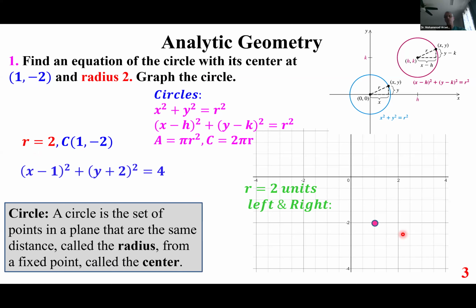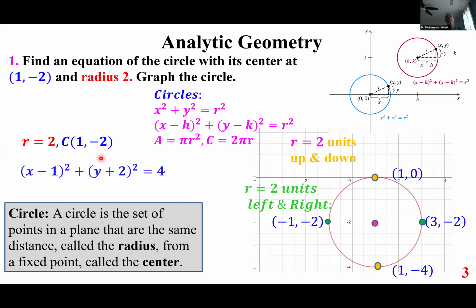So if you go back to the center, you want to go to the left, that means from the x coordinate, you're going to subtract 2. So 1 minus 2 becomes -1, and then you add 2 becomes 3. The same y coordinate remains. Those are the pairs. Going back to the center, r units up, r units down. So here -2, 2 units up becomes 0, 2 units down becomes -4. Now put them together, and that's the graph. It's very straightforward, everybody.